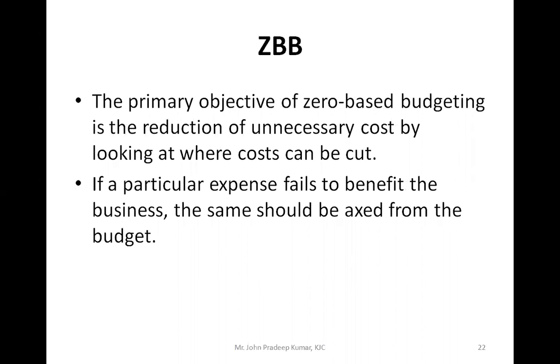The primary objective of zero-based budgeting is the reduction of unnecessary cost by looking at where cost can be cut. That means they have to think freshly every year, or whenever they prepare a new budget, about wherever they can cut the cost. If a particular expense fails to benefit the business, they can remove it. They don't need to incur those kinds of expenses. The same should be asked of the budget, so you can remove those expenditures from the budget. That's the meaning of ZBB.